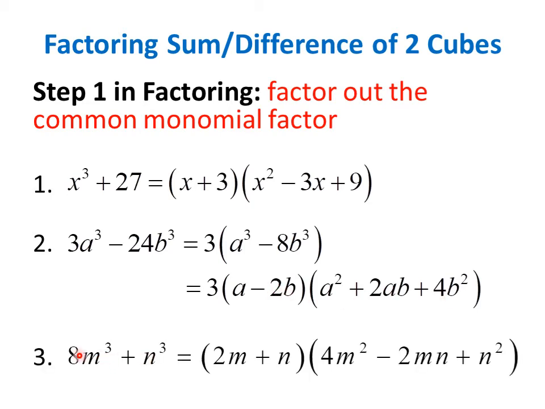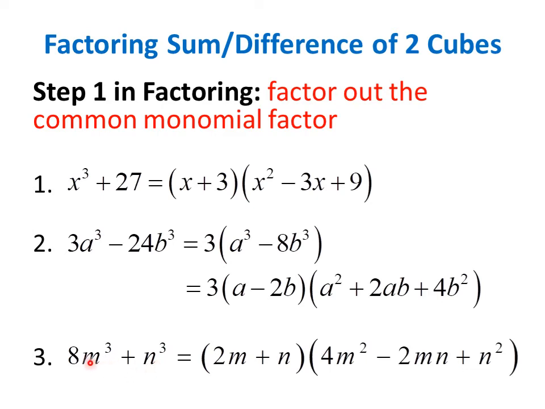Third example. Okay, so you have to factor 8m cubed plus n cubed. Do we have a common monomial factor? No, because we have here 8 and on the second term you have 1. Okay, and the variables m and n are different. Okay, the next question is this a sum of two cubes? Can we get the cube root of this term? Yes. Can we get the cube root of the second term? Yes. So this is the sum of two cubes.